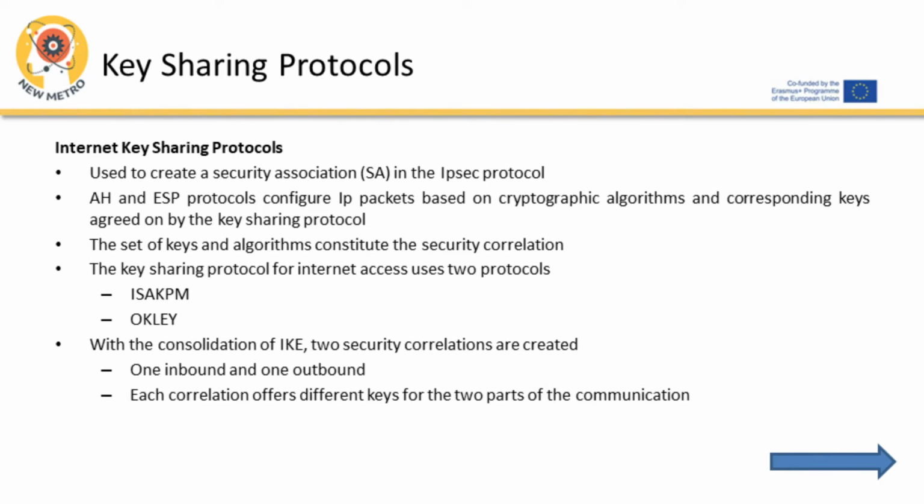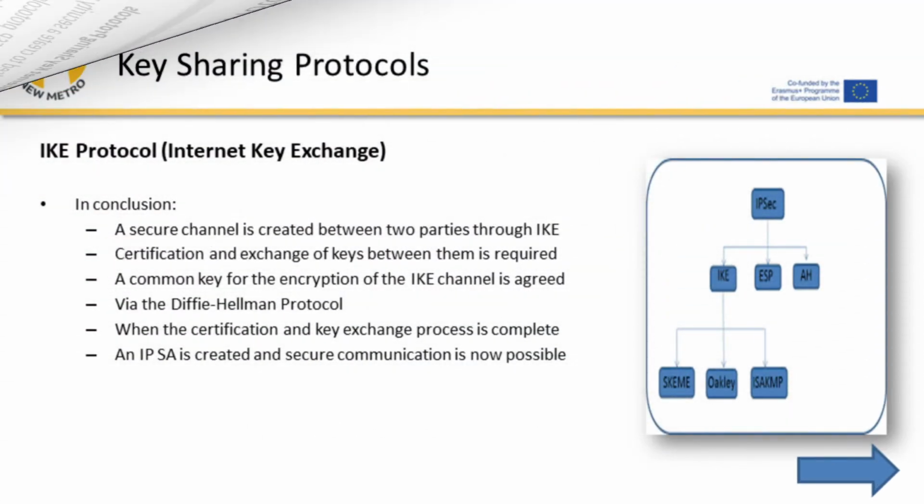The key sharing protocol for Internet access uses 2 protocols, ISAKMP and Oakley. With the establishment of IKE, 2 security associations are created. One inbound and one outbound. Each association offers different keys for the IKE, Internet Key Exchange Protocol.